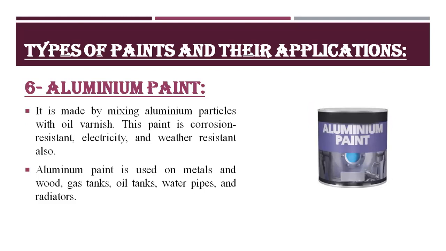The sixth type of paint is aluminum paint. It is made by mixing aluminum particles with oil varnish. This paint is corrosion resistant, electricity, and weather resistant also. Aluminum paint is used on metals and wood, gas tanks, oil tanks, water pipes, and radiators.